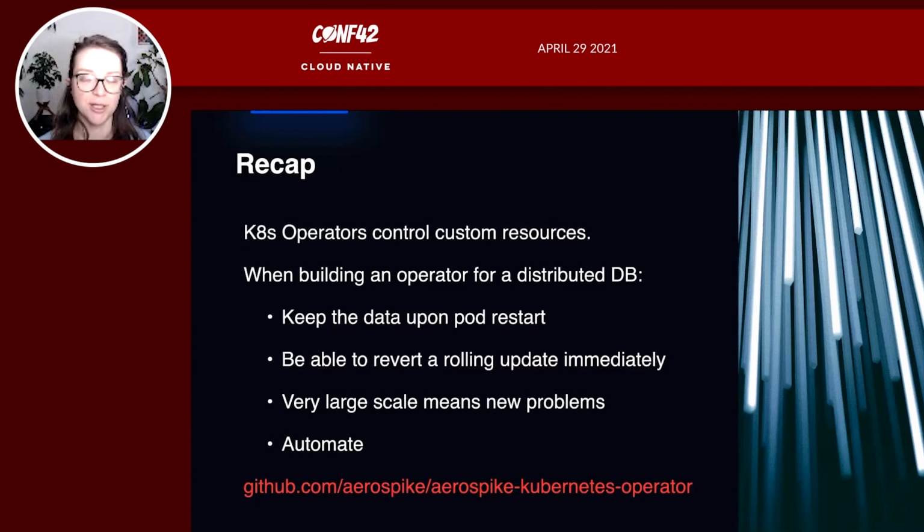And the recommendations that you should be taking home are keep the data upon pod restart, because that is a database. Be able to revert a rolling update immediately, because that's definitely important. It doesn't happen often, but in the one time you do want this to happen. And at a very large scale, you can have all sorts of new problems and you need more than one solution. And automate, automate, automate.